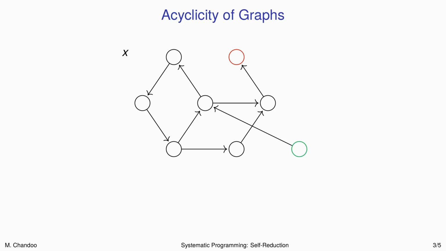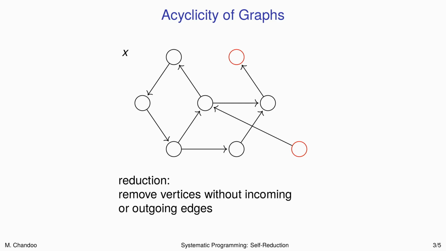Now look at the bottom right vertex. This one has no incoming edges. Therefore it also cannot be part of a cycle. Again, we can delete it. So the reduction in this case is to remove vertices which do not have at least one incoming and one outgoing edge. Then we get the following reduced instance x prime.